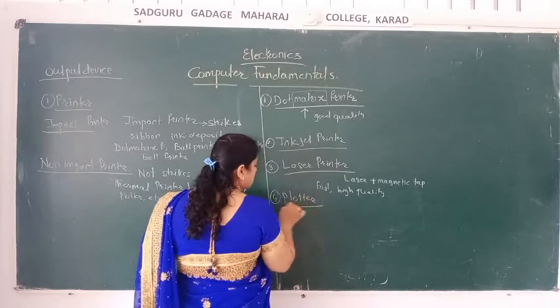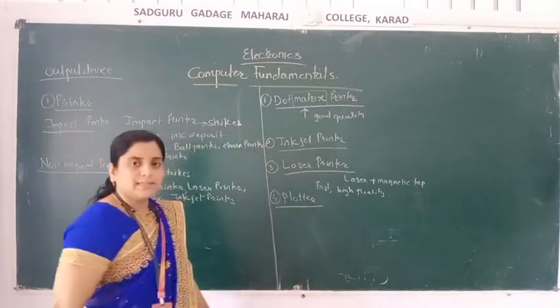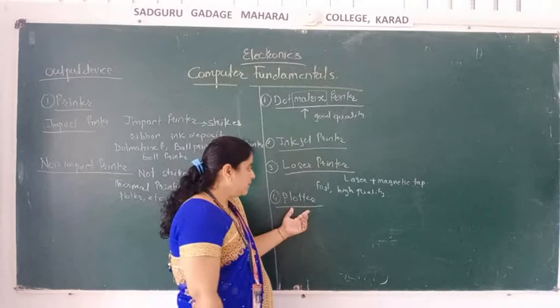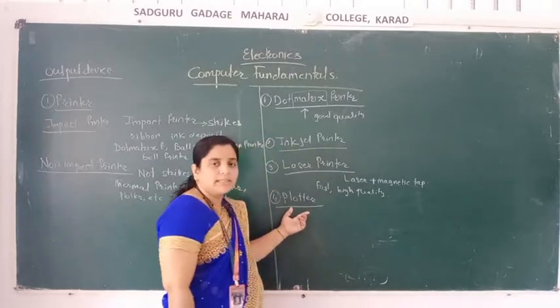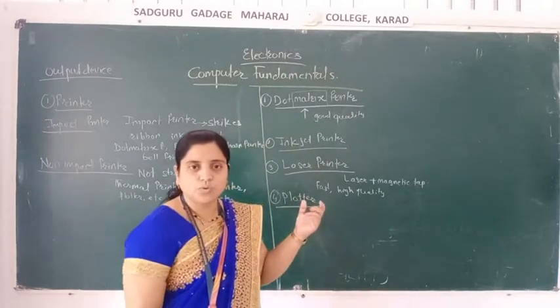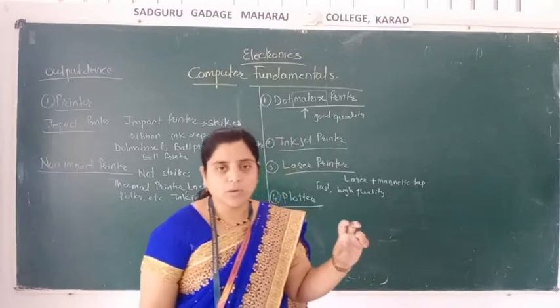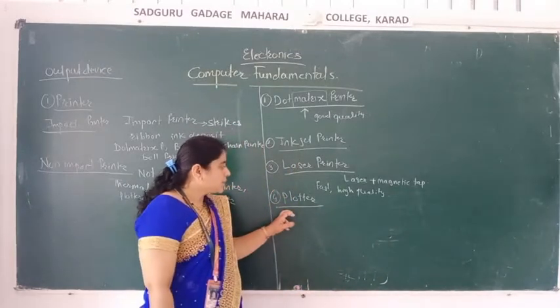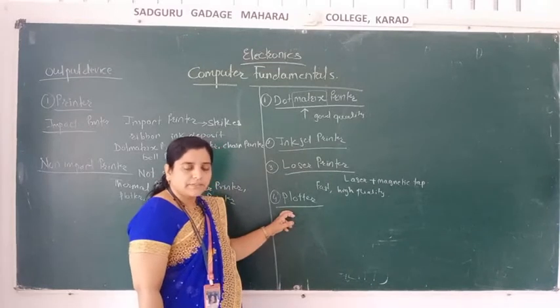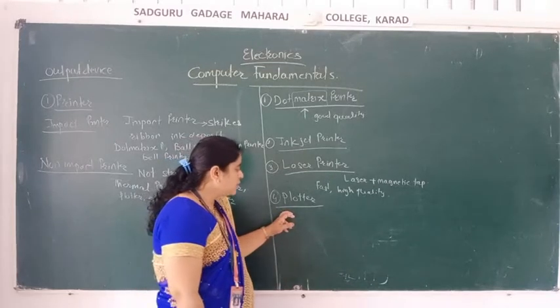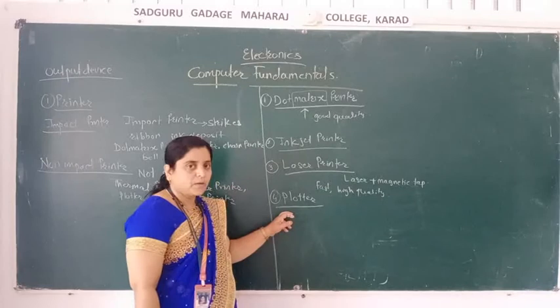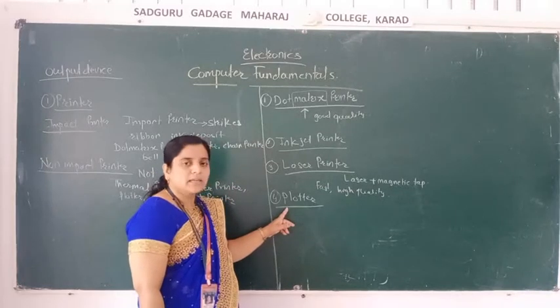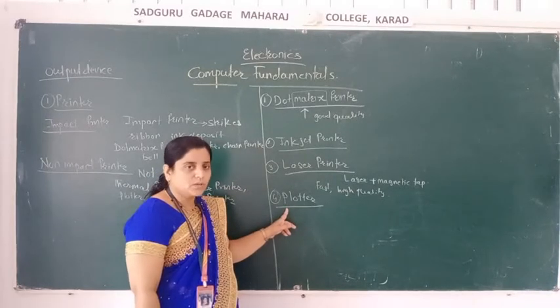Next is what? Plotter. Plotter is new for you. I think you have heard this name, plotter. Plotter is one type of device which is used to print letters or documents. So plotter is a very fast device to use for printing.